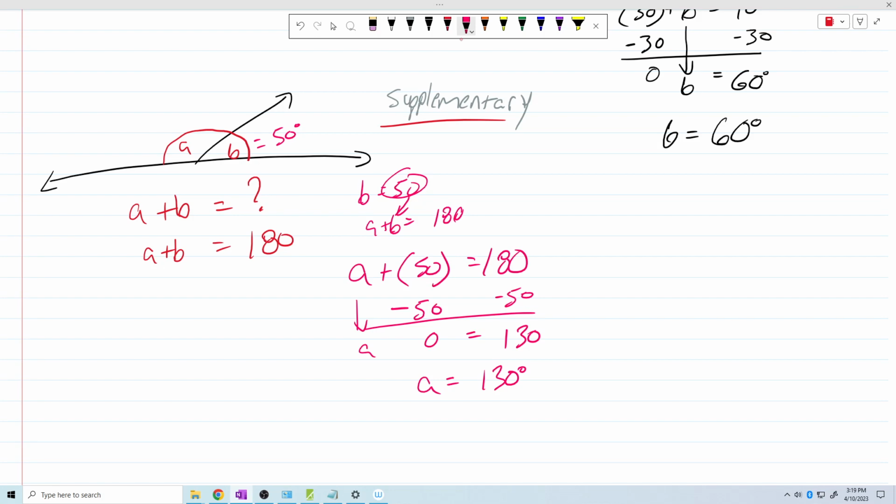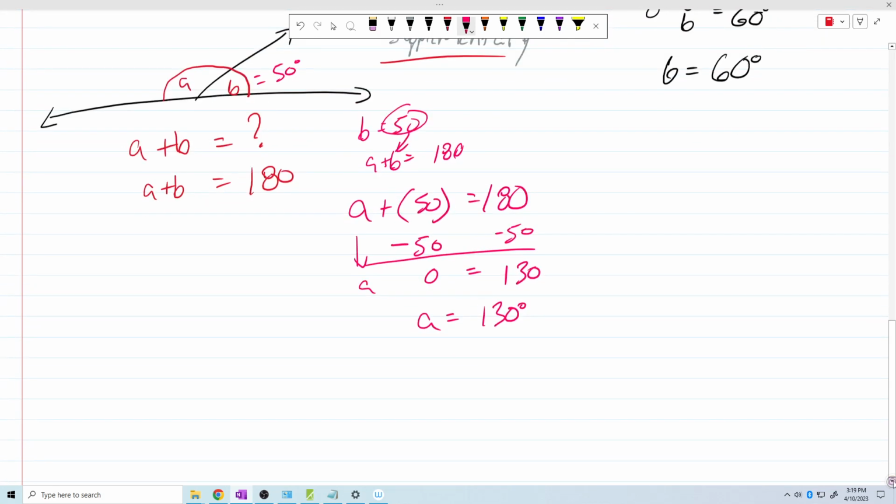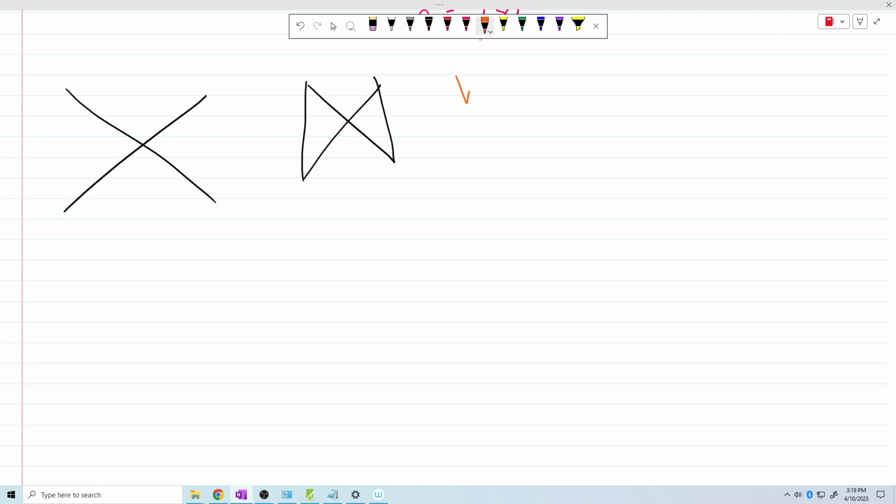A couple more angle relationships that are important to know. All right, guys, you'll see oftentimes something that looks like this on a problem, or it may just be fully enclosed like this, but you have to recognize what this is. This is a vertical angle.